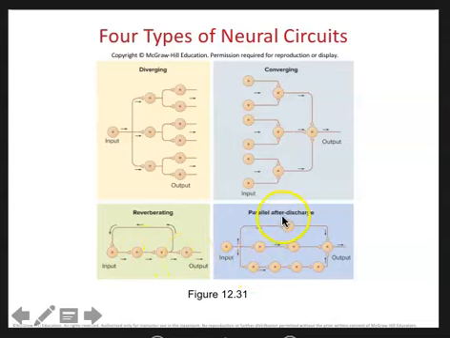This is about the equivalent of a positive feedback loop. And then parallel after discharge, that's the fourth and final one we're going to talk about. We have a start point. It runs in three different sets so that we're going to gather multiple different types of information and then put them back onto a single output.